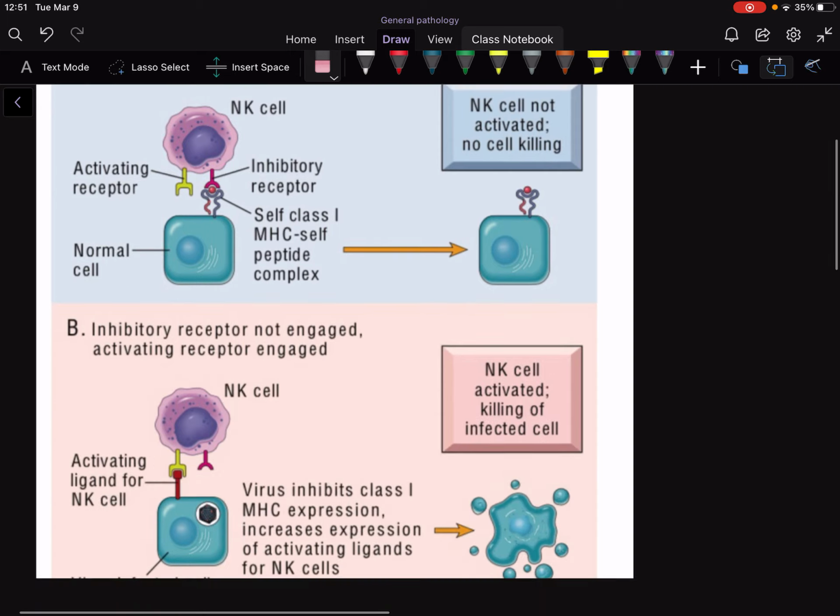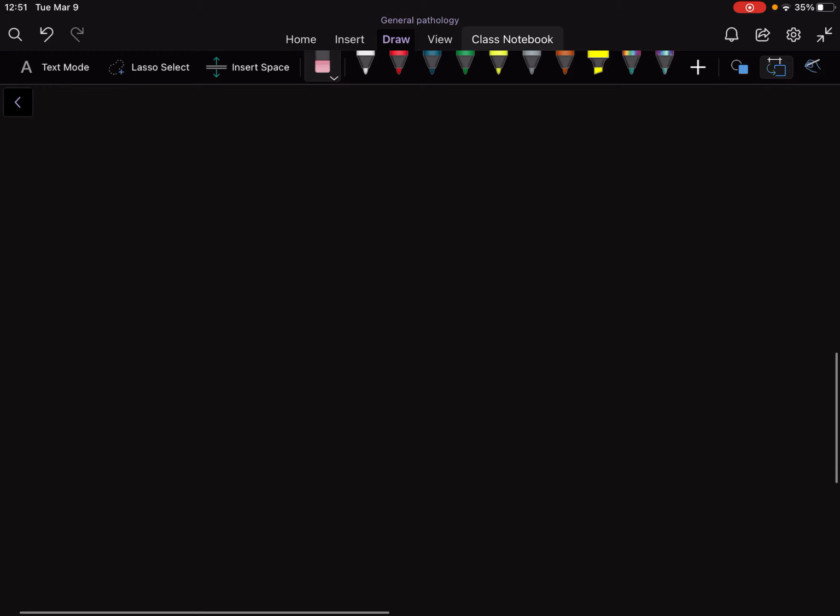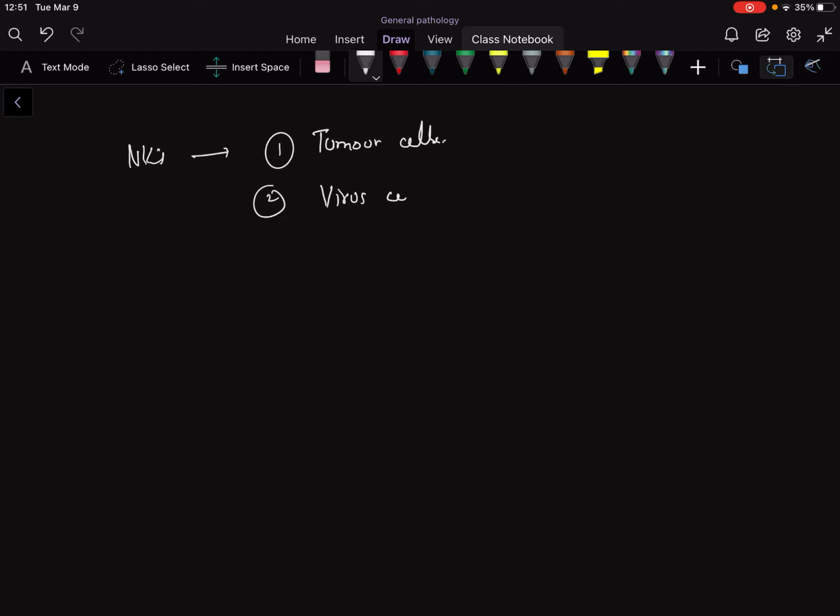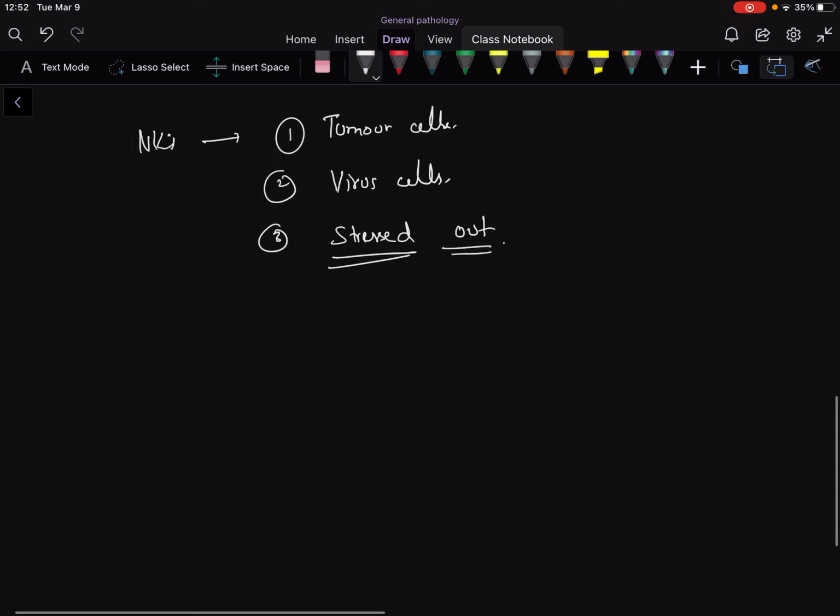So today we are going to talk about natural killer cells and the role of natural killer cells in cancer. Before going into the topic, I would like to tell what are the functions of natural killer cells. Natural killer cells mainly kill tumor or cancer cells. Aside from that, they kill virus cells. And the third one is stressed out cells, cells which are irreversibly stressed out. Those are killed by natural killer cells.